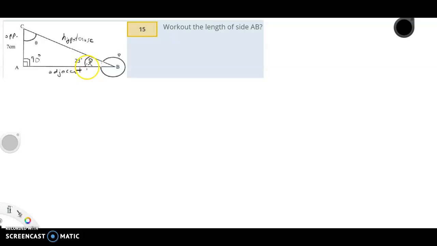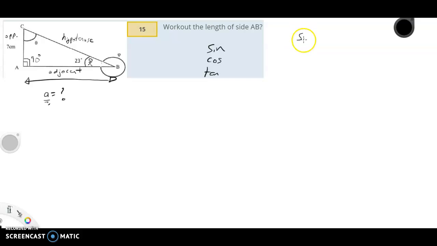Now we're looking for the side AB, which is this side here. So that's the adjacent, A for short. A is our adjacent. So we need a trig ratio. These trig ratios, sine, cos and tan, are handy for right angle triangles. So look, we need something with adjacent in it.